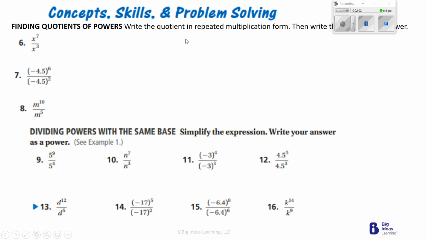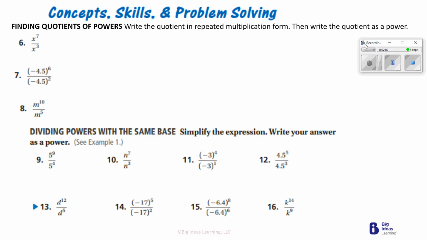It says find the quotient of powers. Write the quotient in repeated multiplication form, and then write the quotient as a power. So if I'm doing this here, I remember that when my number is bigger on top, I can subtract the bottom number from it. Exponent, I should say, since these are the same base. And remember, the base has to be the same to do this type of stuff. So this would be 6 minus 2.